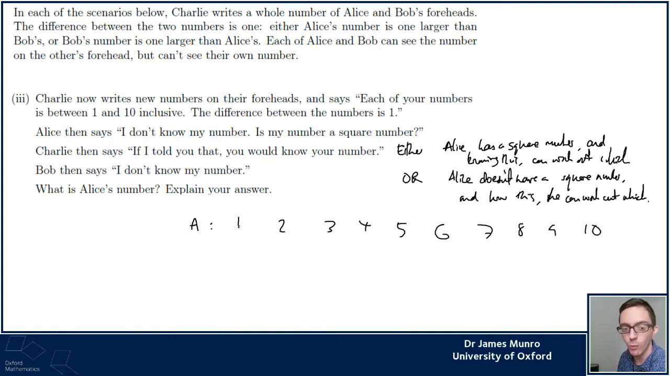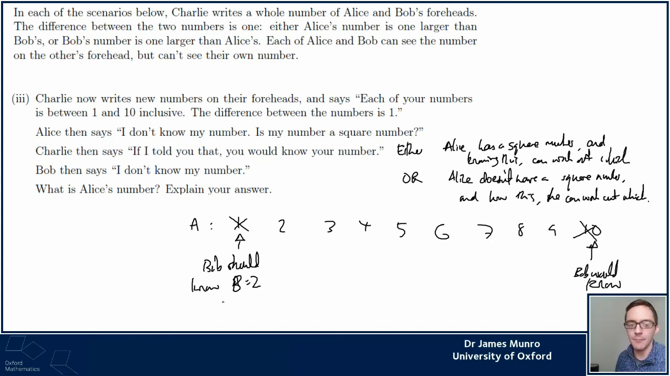But if Alice has 1, then all this stuff about square numbers is nonsense. Because if Alice has 1, then Bob should definitely be able to know that B is 2. If Bob sees Alice has got 1 written on her head, Bob must know that Bob is 2, no matter what all this square number stuff is. And in this case, Bob would know. Okay, so these 2 cases are not really interesting, because if Alice had a 1 or a 10, then Bob would work it out. Good, cool. Someone said that in chat, which means I'm on the right lines.